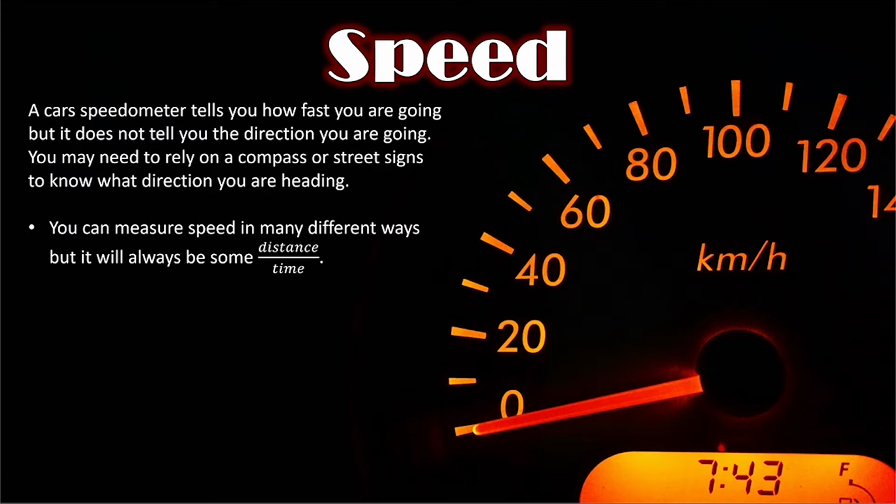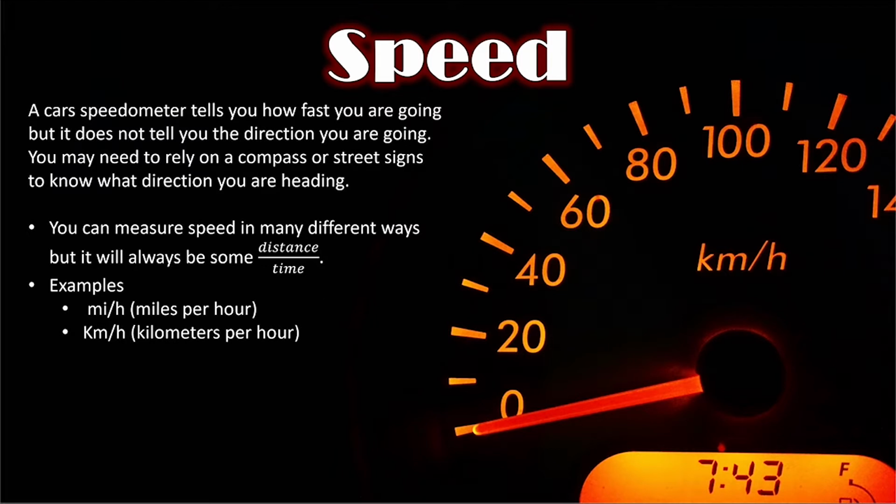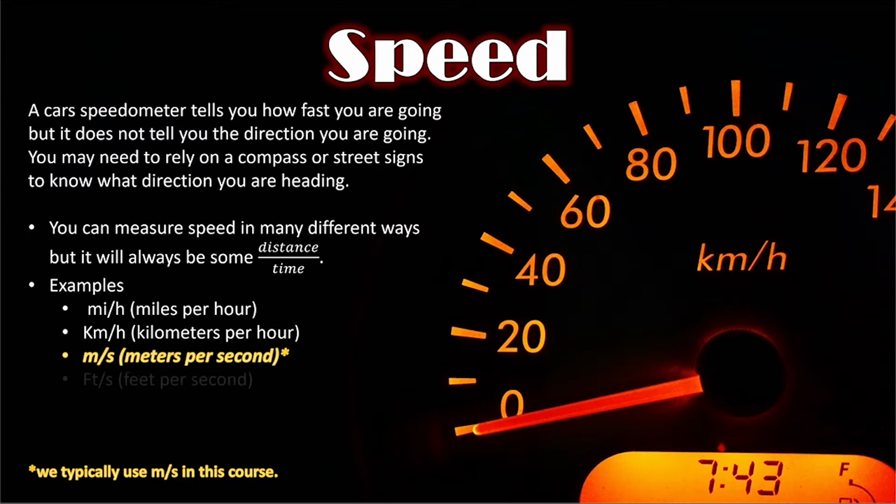Now, you can measure speed in all sorts of different ways, but it's always going to be some form of distance divided by time. So a couple examples of that would be miles per hour, or it could be kilometers an hour. Those are the two typical ways in the world that we measure speed in a vehicle. But you can also measure it in meters per second. And I put meters per second in yellow there because typically in physics, all of our speed measurements will be in meters per second. That's our typical SI units for speed. Feet per second, that's another way to measure speed.